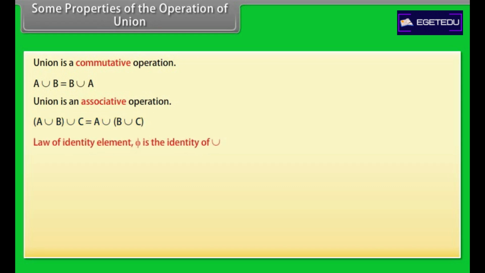Law of identity element. Phi is the identity of union. A union phi is equal to A. Idempotent law. A union A is equal to A. Law of U. U union A is equal to U.